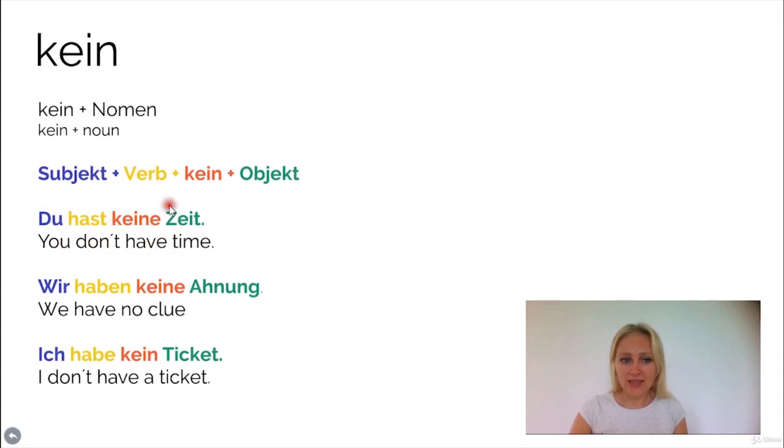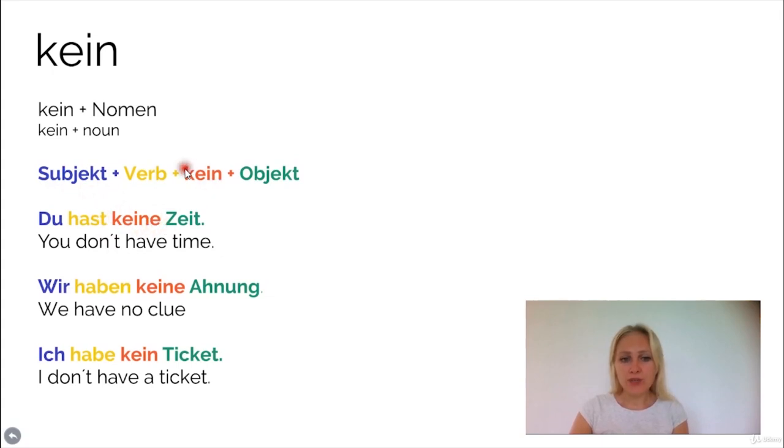Du hast keine Zeit. Before I said nicht is like the English don't, but not in all cases. Well, saying "you have not time" would not work in English. Most of the time don't is the same as the German nicht, but not in all cases, because the negation is a little bit different from the English one. So du hast keine Zeit, you don't have time, or you have no time.